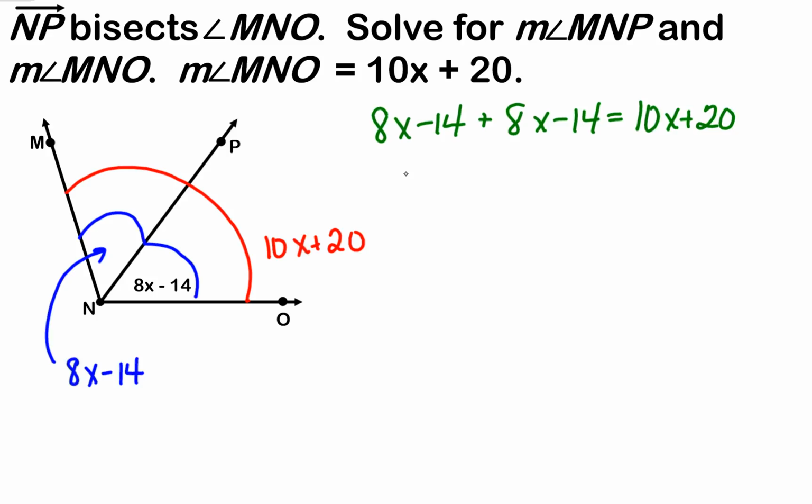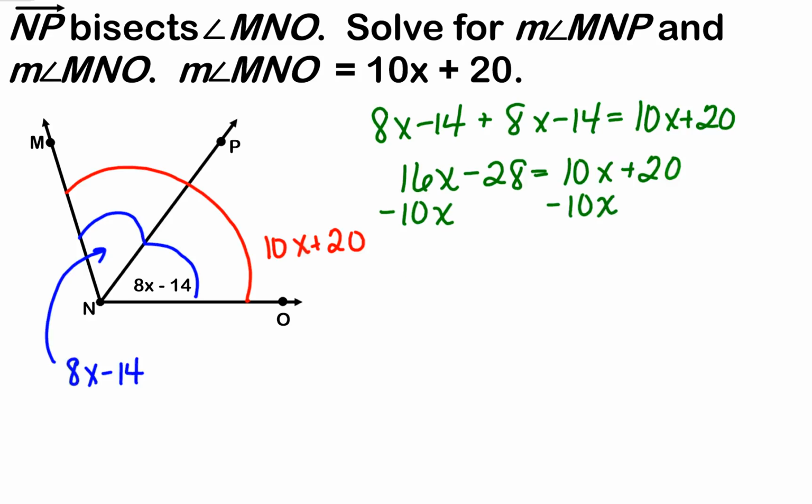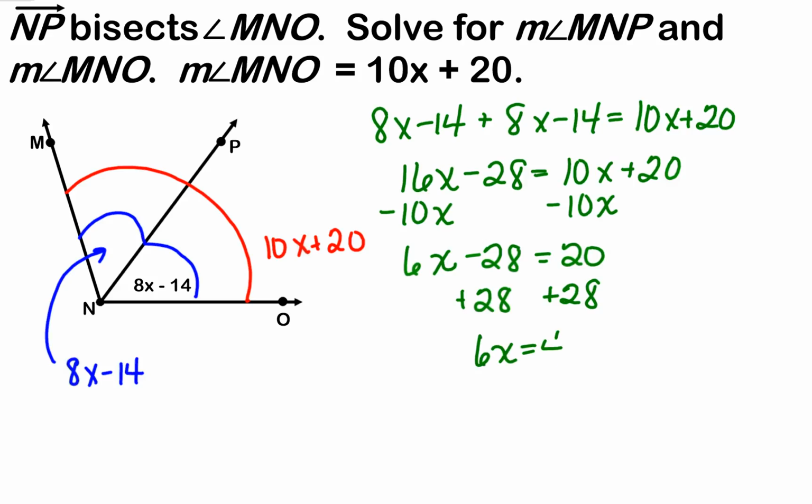I would combine like terms and get 16x minus 28 is equal to 10x plus 20. I would subtract 10x from each side and get that 6x minus 28 is equal to 20. I'd then add 28 to both sides, and I would get 6x equals 48, or x equals 8. Now that I've found x equals 8, I can find any of the other angles I'm looking for.